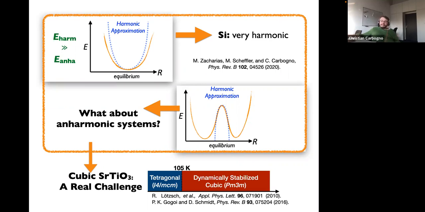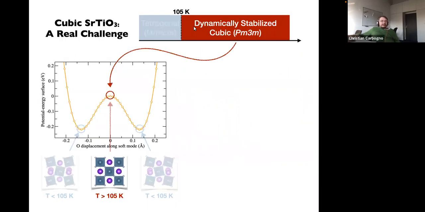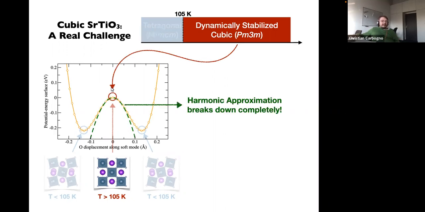What does this mean? If you look at high temperatures, above 100K, the system will look as if it is localized here in this very symmetric cubic structure. However, this actually corresponds to the saddle point of the potential energy surface. If we do a harmonic approximation here, you see the parabola points downwards and can no longer be used to describe the dynamics successfully. As a matter of fact, what really happens in the molecular dynamics is that your system jumps back and forth between these two minima. And so on average, it looks as if being located here, despite the fact that it never really is.